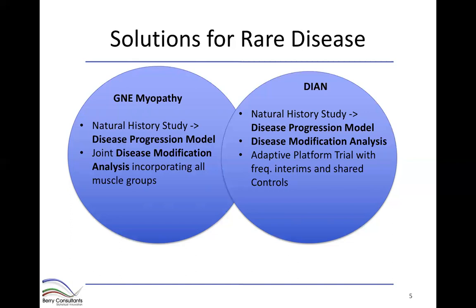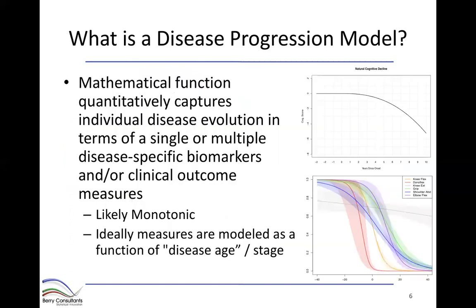The second way that we use disease progression models in both GNE myopathy and DIAN is to actually analyze the data from the clinical trial itself, to incorporate a treatment effect parameter and to decide if the treatment is modifying disease progression. Before I go any further, I want to back up a little bit and very clearly define what I mean by a disease progression model.